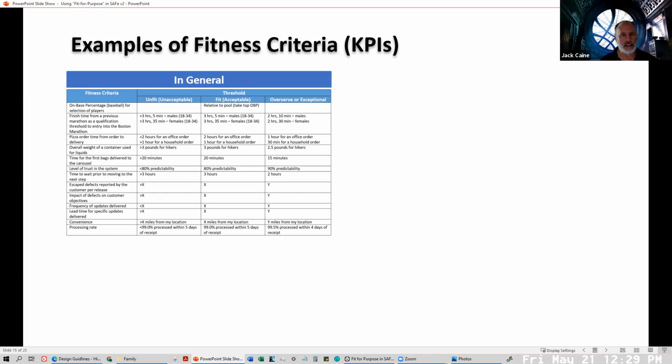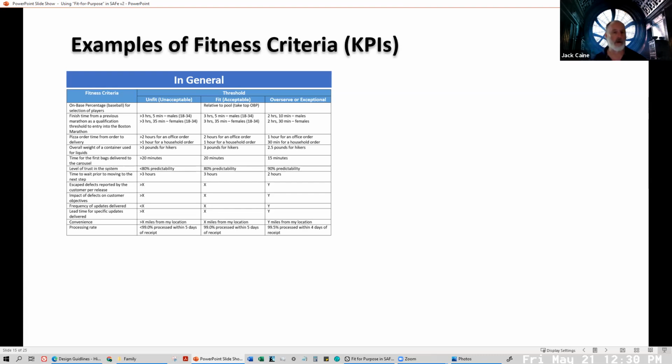Unfit might be, depending on the market segment or the persona, greater than 2 hours for an office order is unacceptable, it's unfit. Greater than an hour for a household order. So that could be the same person. I am at work, I'm ordering pizza for my people at work. I'm going to have time to order it. What's acceptable is really 2 hours. If it goes over that, that's not going to be good. Overserving would be typically an hour.